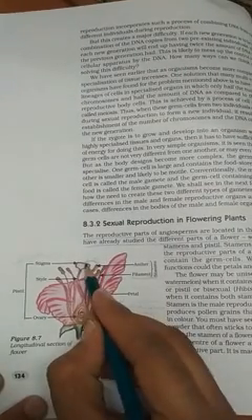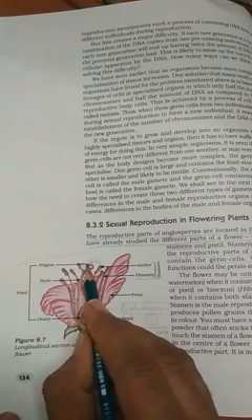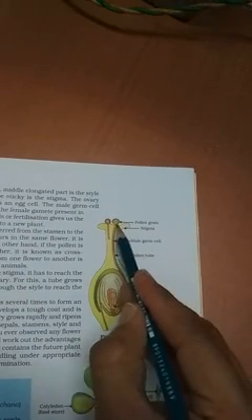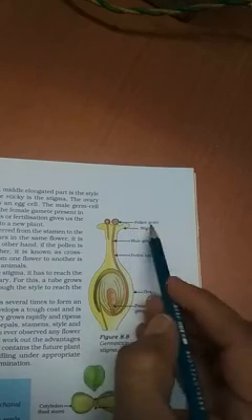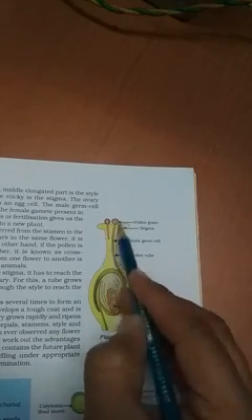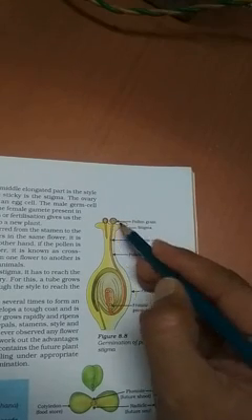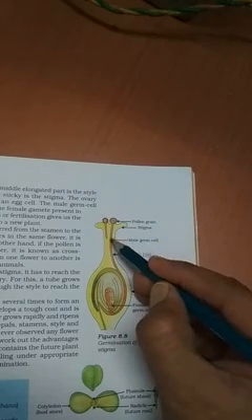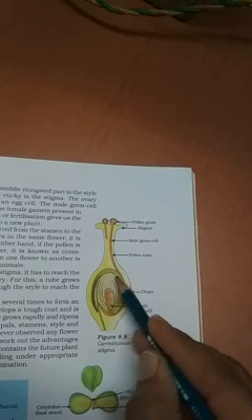After pollination, pollen grains stick to the stigma. This is the pollen grain, this one is the stigma. Stigma contains slightly sticky material and the pollen grain sticks to it. After that, the pollen grain develops a tube-like structure called pollen tube. This tube goes to the ovule. This one is the ovule.